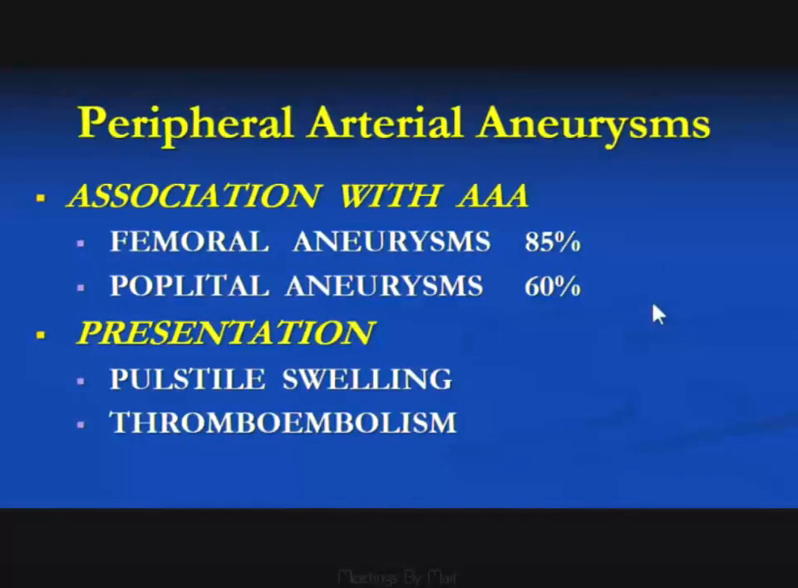So peripheral arterial aneurysms in association with abdominal aortic aneurysms, femoral aneurysms are actually quite common. They're not necessarily large. And I think we're all familiar with the fact that popliteal artery aneurysms can be a pretty common association. The presentation of these aneurysms is pulsatile swellings, or remember, thromboembolism.